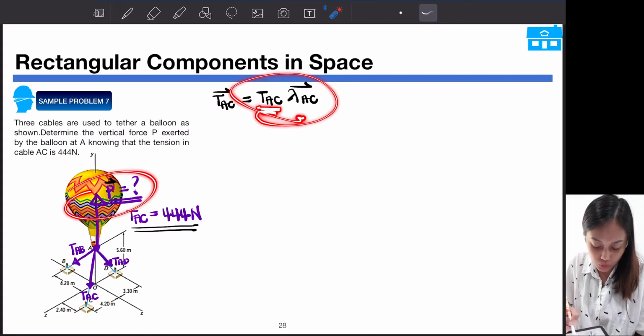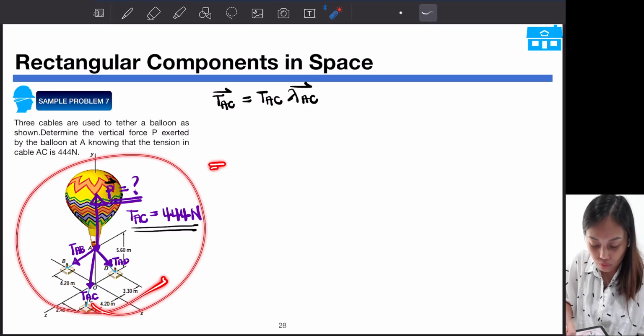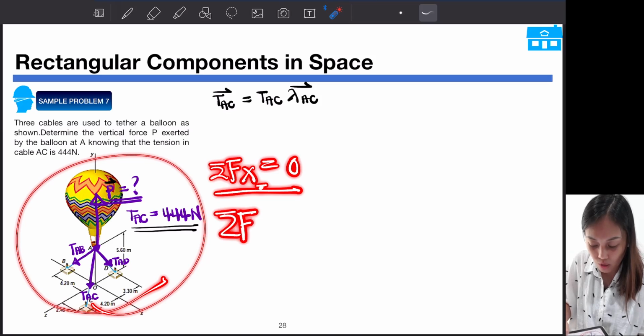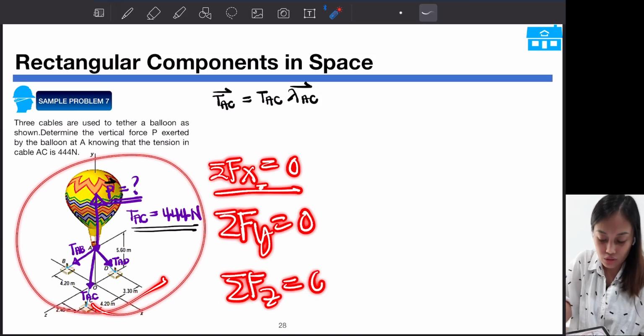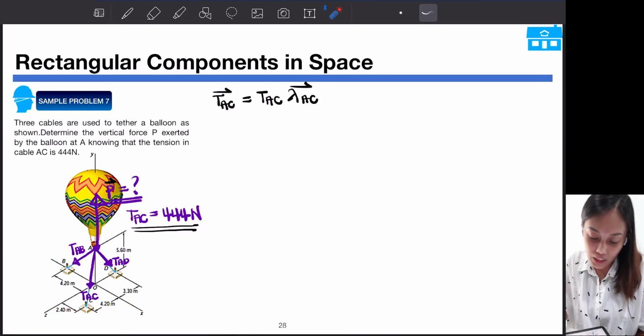Masolve natin siya. Unahon natin i-solve ang AC. Gamiton ta ang equations of equilibrium later. Equations of equilibrium meaning summation of forces along x equals 0, summation of forces along y equals 0, and summation of forces along z equals 0. So, mao yung mga equations of equilibrium.